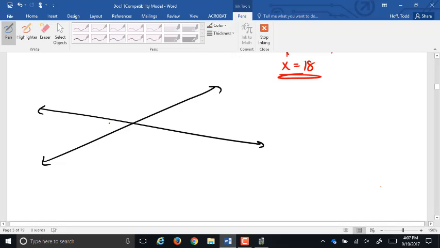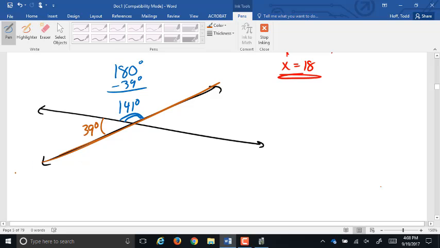So here we have intersecting lines. These lines intersect, and let's say that this angle formed here is 39 degrees. What's this angle here going to be? What's the blue angle going to be? 180 minus 39 is 141. This still makes a straight line across here.